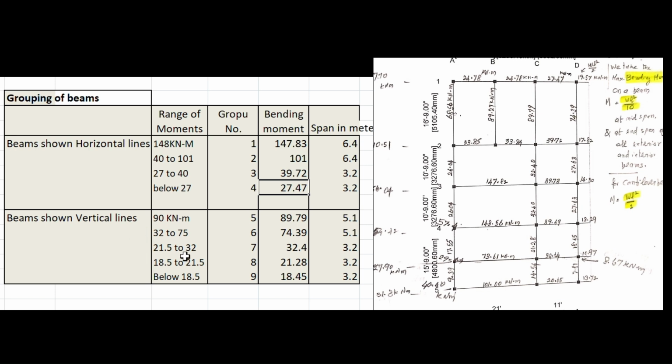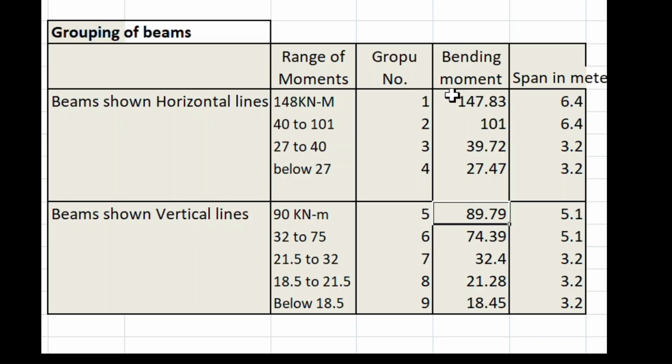Likewise, in the vertical lines, the maximum bending moment is 89.79 kilonewton meter, and next is 74 something. The ranges have been named as group 1, group 2, group 3, etc. For the difference between group 1 and group 3, we can assume a difference of bending moment of about 25 kilonewton meter, because the reinforcements may differ at the range of 25 kilonewton meter. So this has been grouped in this way.